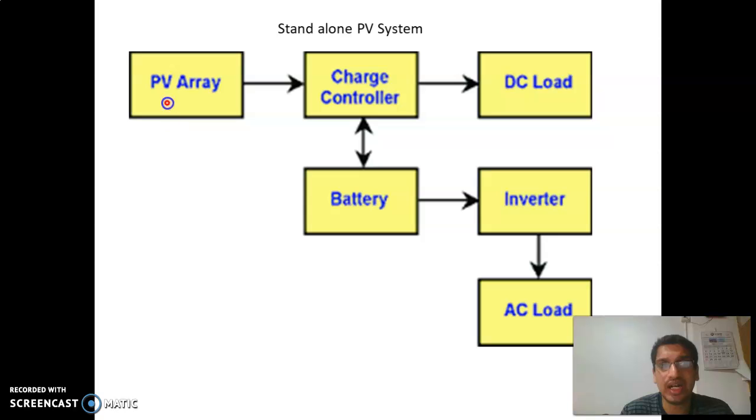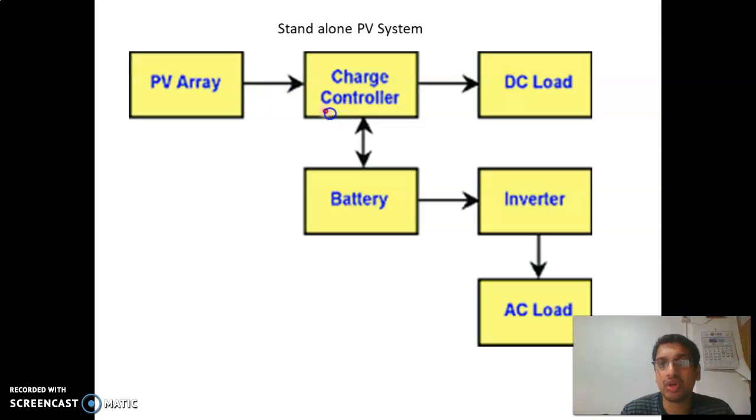First we move to the PV array. PV array is nothing but the parallel and series combination of solar cells. We connect the solar cells in parallel and series manner to obtain the desired voltage and desired current. The PV array converts the solar ray to electrical energy in DC form. So the output from the PV array is in DC nature. The solar ray or solar irradiance is fluctuating. That's why the output from the PV array is also fluctuating.